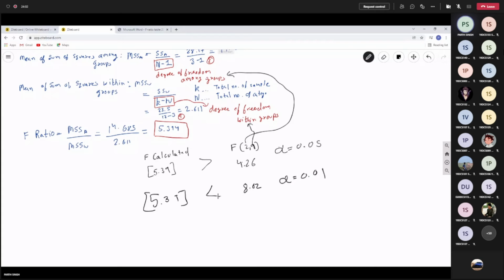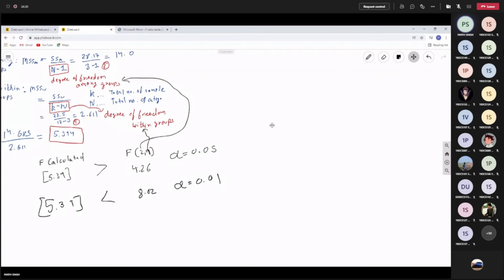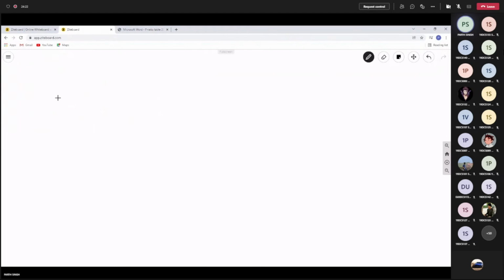Now what do these two statements tell us? What we found so far. Before doing all this calculation, we make two hypotheses. We have two hypotheses before calculating all this stuff. The one is called the null hypothesis.